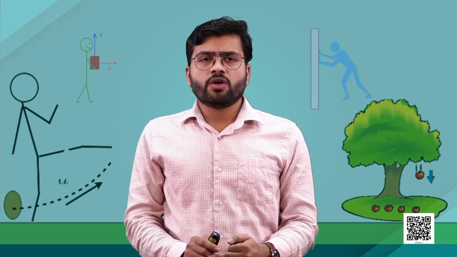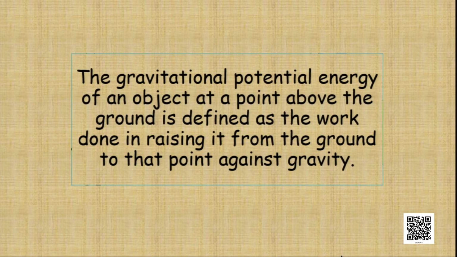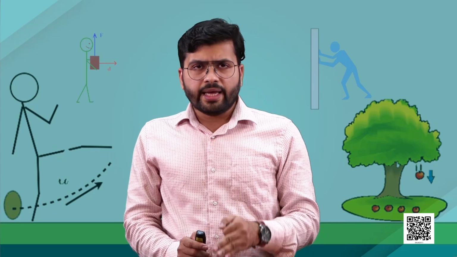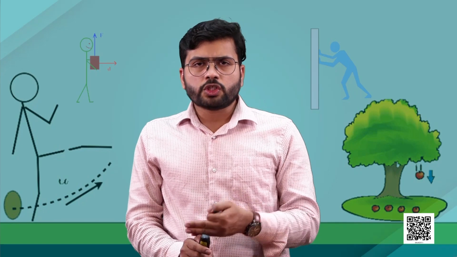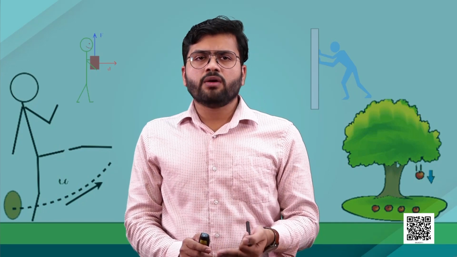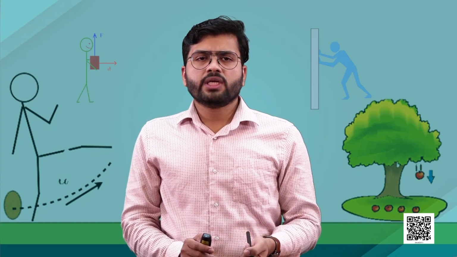That is what we call gravitational potential energy, because when we are raising an object to a certain height above the ground, we are doing some kind of work against the gravitational pull or gravity. So, the energy that is acquired while doing work against gravity, we call gravitational potential energy.